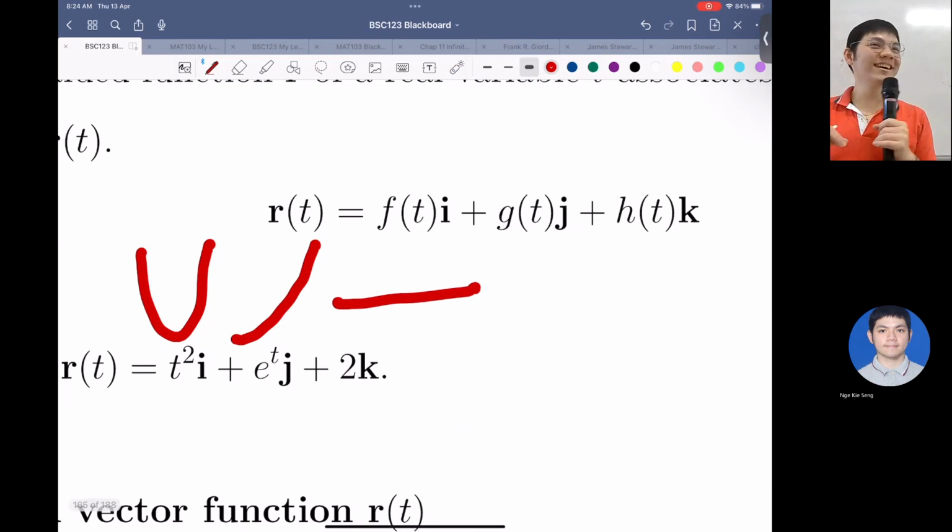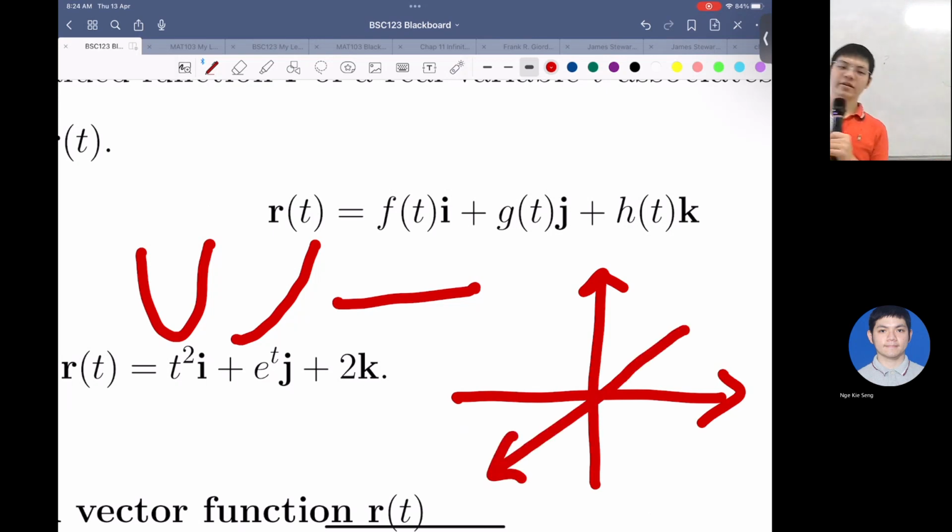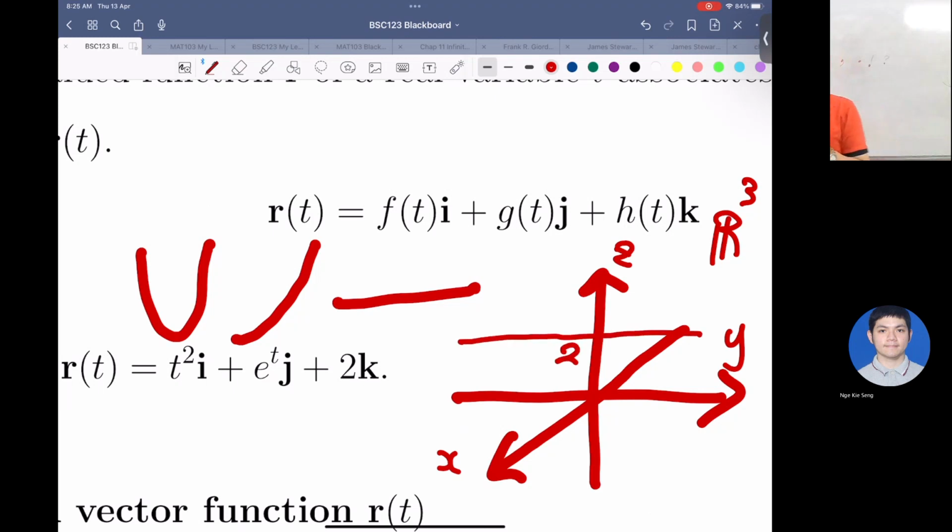From here you can see that it's constant in z, meaning it lies in one XY plane, when z equals 2. For these things, you should start with a setting, the ambient space. The ambient space here is R3, so you live in R3, with x, y, z. And this function is always at z equals 2.